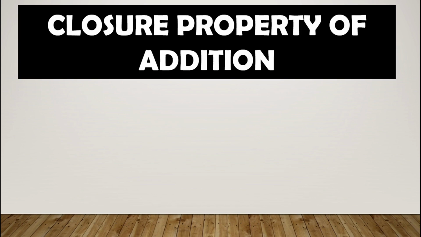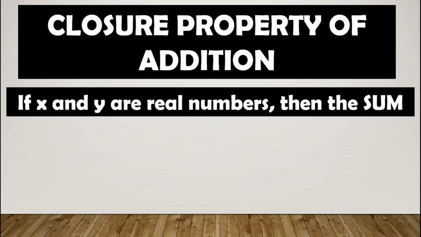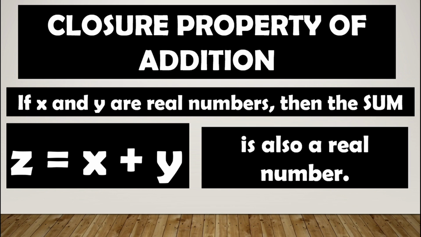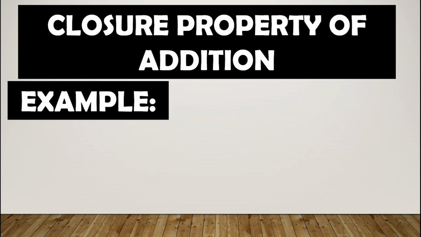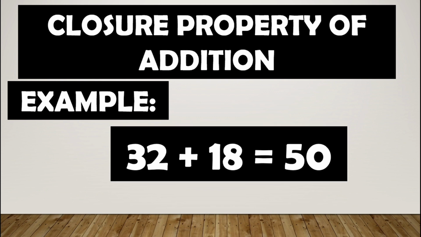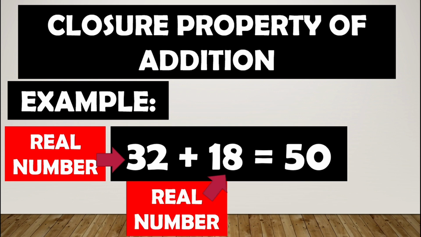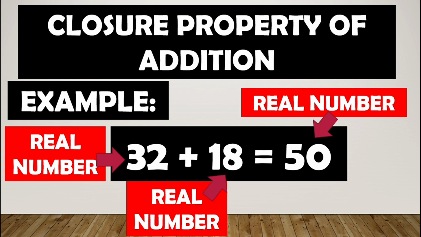Let's start with the first one. Closure property of addition. If x and y are real numbers, then the sum z equal to x plus y is also a real number. Let's have the example. 32 plus 18 is equal to 50. Here, 32 is a real number, 18 is a real number. It follows that the sum, which is 50, is also a real number.